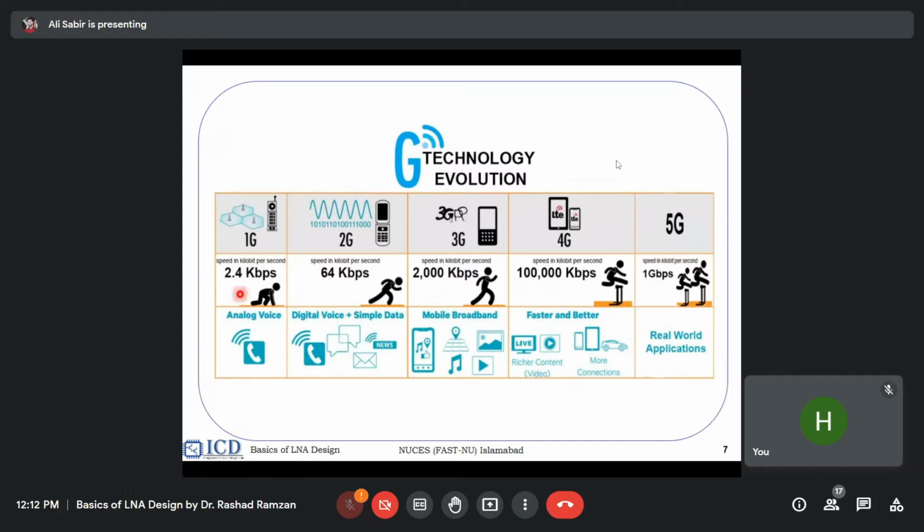So if you look at this, we have 1G at 2.4 kilobit per second, 2G at 64 kilobit per second, it increased, then it was 2 megabit per second, then it was 4G at 100,000 kilobit per second, and now in 5G it's 1 gigabit per second, and 5G ranges from 1 gigabit per second to 10 gigabit per second and 100 gigabit per second depending upon the scenarios.